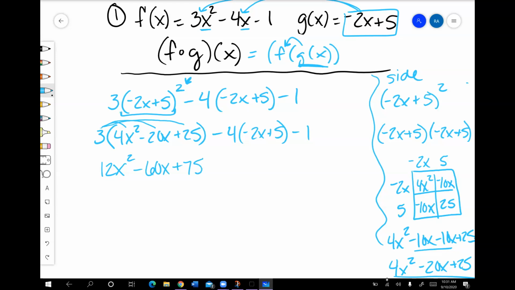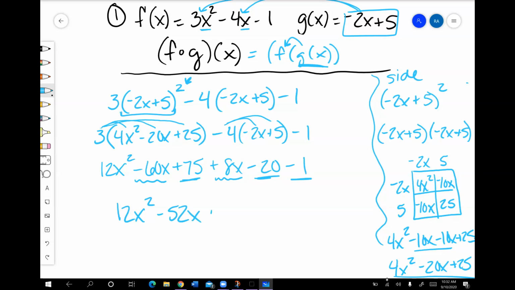I get to the negative 4. Let's distribute that. That's going to be plus 8x minus 20 minus 1. After you do that, you're just cleaning up house. Combine your like terms. 12x squared has nobody alike, so we just bring it down. The negative 60 and the 8x can be combined. Okay, so I'm going to say negative 60, just so I get it right. Negative 60 plus 8. I get negative 52x. And then I have 75, negative 20, negative 1.